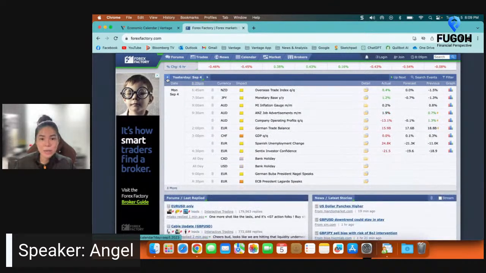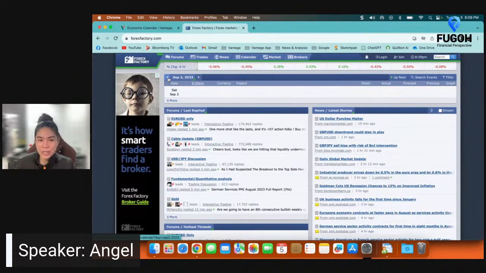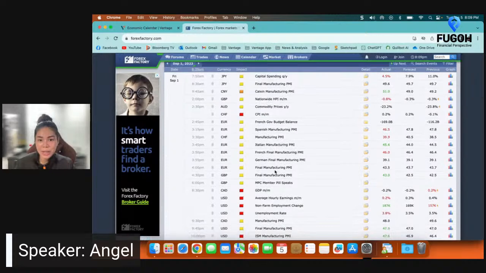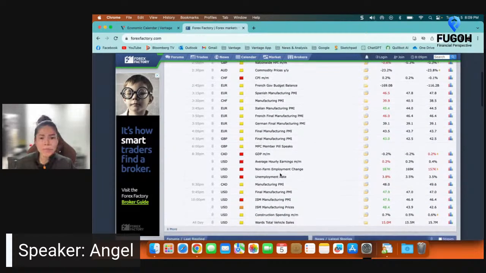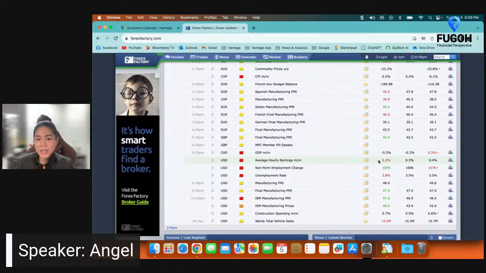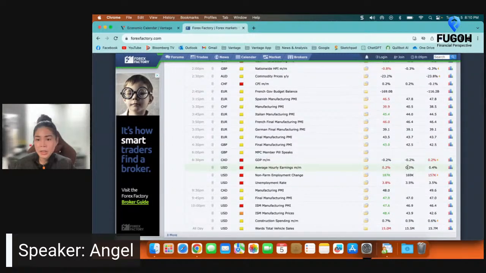Yesterday there's also not much activity, but last Friday we have the US employment, which is quite disappointing at a 3.8% unemployment rate. That's a huge jump from 3.5%. Although there is a slight increase for the non-farm employment change, the average hourly earnings fell slightly. The forecast is 0.3, but the actual is 0.2. Even though it's still an upward movement, it's below the forecast.